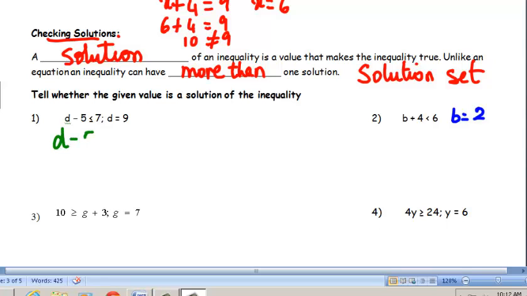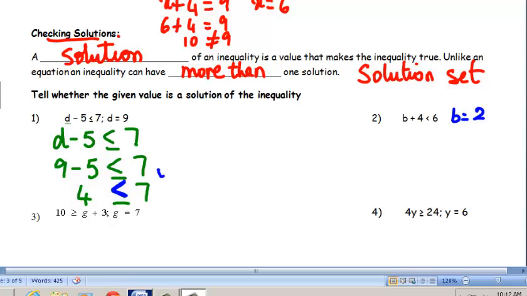Let's rewrite. Again, the same rules apply. Plug in or substitute. D is 9. 9 minus 5 is less than or equal to 7. 9 minus 5 is 4. So 4 is less than or equal to 7. Now, this is the thing we have to check. Is 4 less than 7? Yes, it works. Now, we know that 4 is not equal to 7, but since a part of this is correct, we say that yes, this solution works.